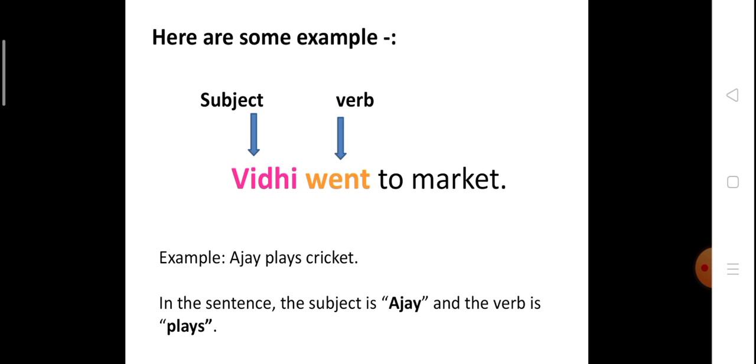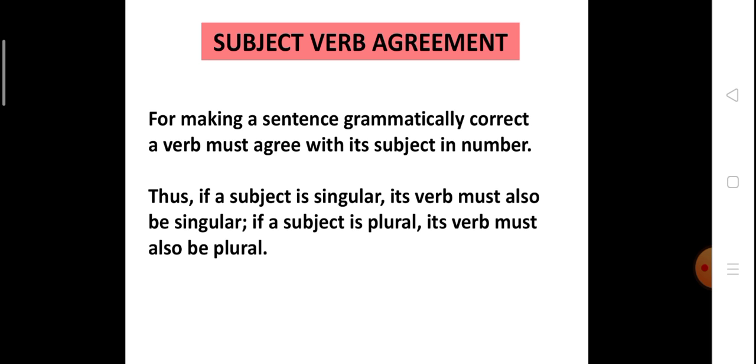For one more example, Ajay plays cricket. So Ajay is the subject because he is doing the action. And what is the action? The action is play. Now let us understand subject verb agreement.